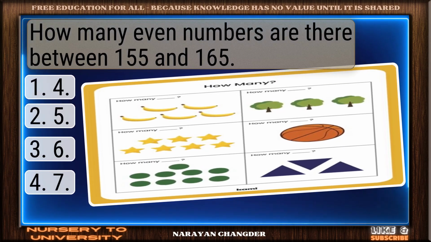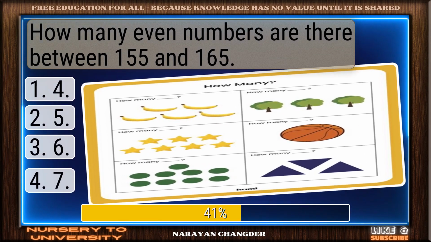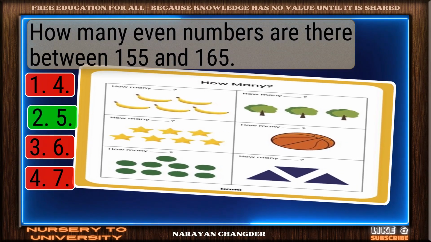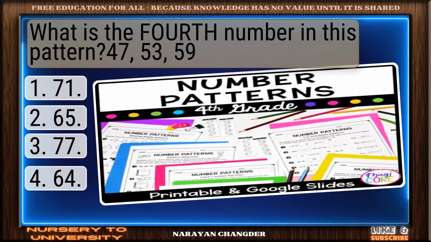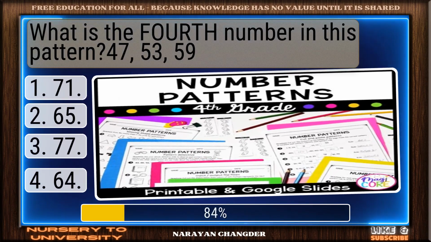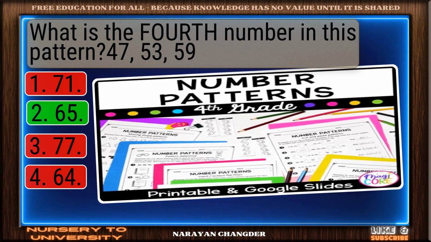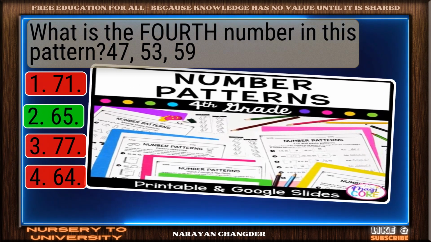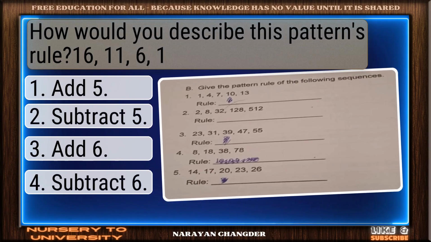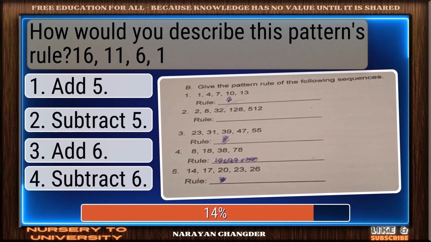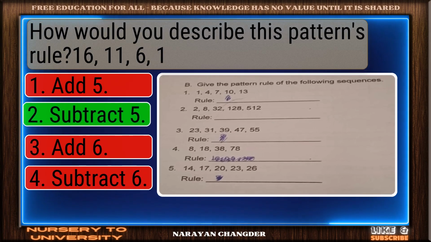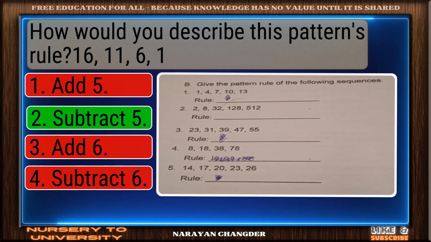How many even numbers are there between 155 and 1C5? Nicely done. 5 is a solid answer. What is the fourth number in this pattern? 47, 53, 59. Clear logic. Your choice 65 is sound and 100% true. How would you describe this pattern's rule 161161? Right choice. Subtract 5 is the best answer.